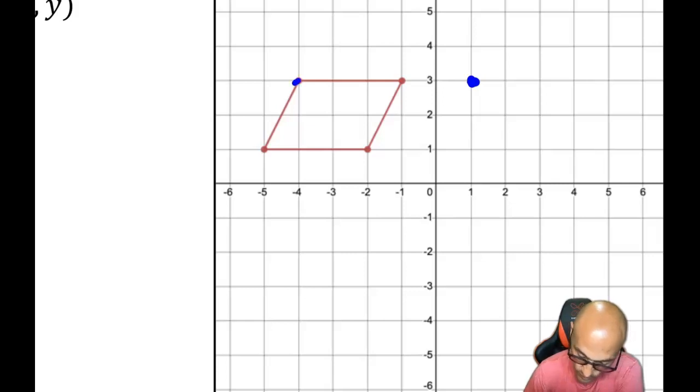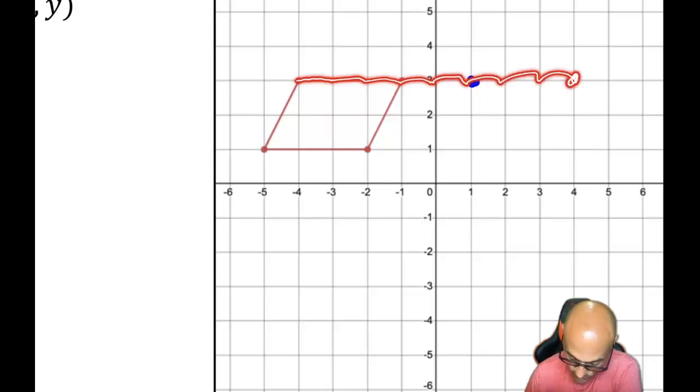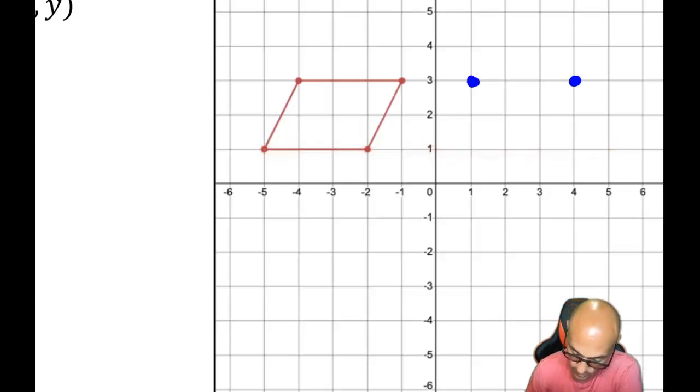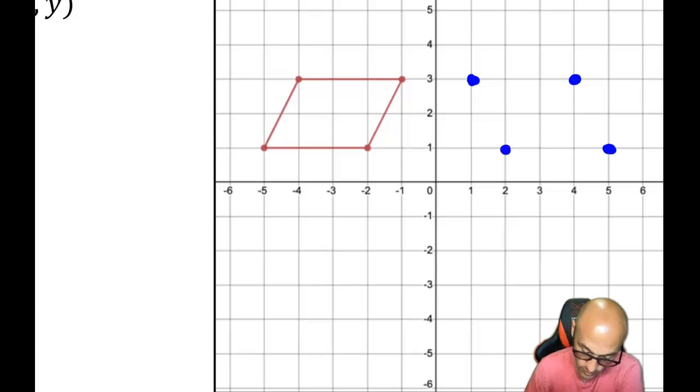This one, to get to the y-axis, we go to the right 1, 2, 3, 4. So we need to go to the right 1, 2, 3, 4. So it's going to be right there. Here we go to the right 1, 2, 3, 4, 5, right there. And 1, 2, right there. So that is our first transformation.